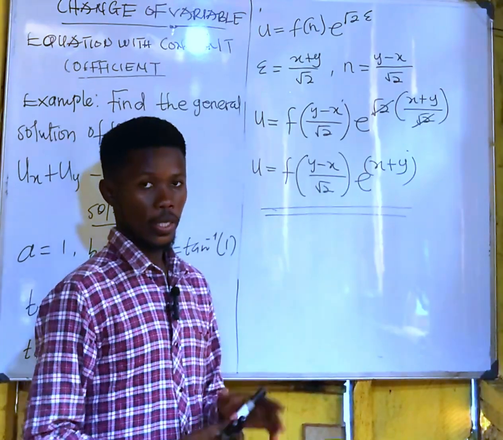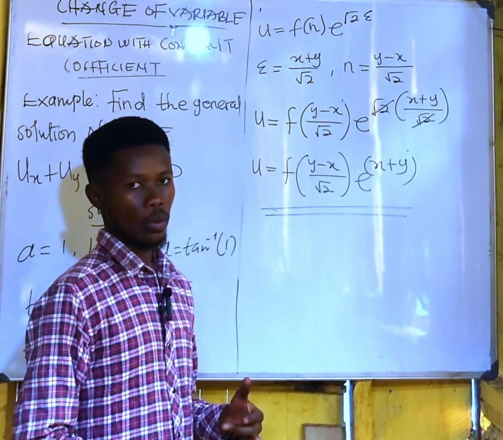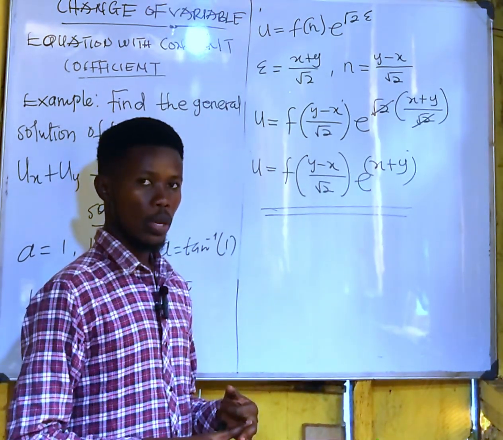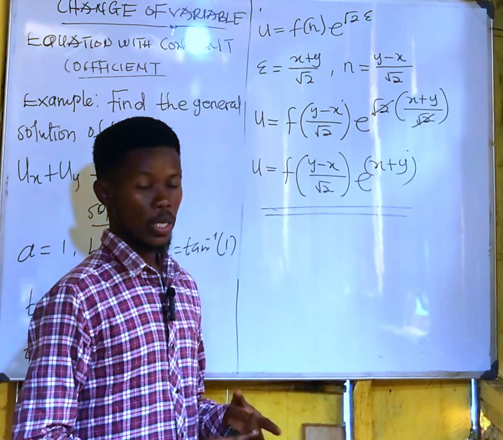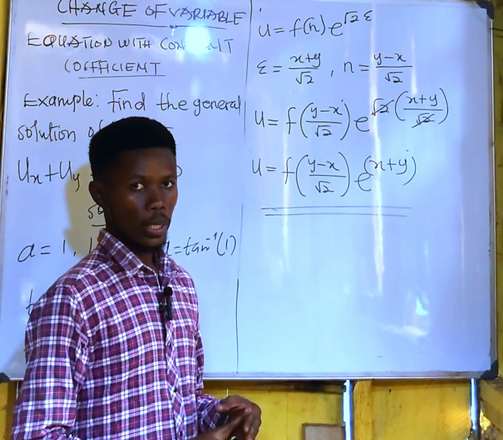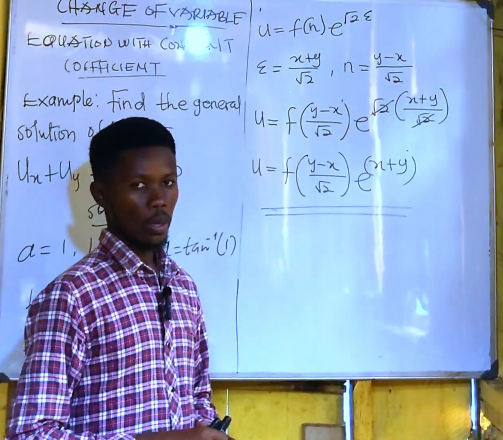So, you should understand the procedures that I went through. You need to know the definition of xi, the definition of eta, how to differentiate u subscript x with the chain rule we are using, u subscript y, how to do that, and how to do the substitution. Okay, let's move to another example.